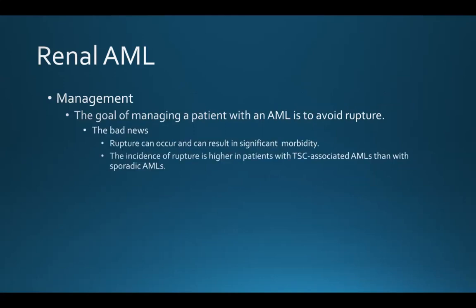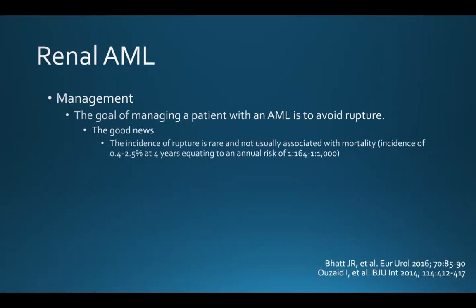So here's the bad news. The bad news is that rupture can occur and can result in significant morbidity. And remember that the incidence of rupture is higher in patients with TSC-associated AMLs than with sporadic AMLs. The good news is that the incidence of rupture is rare and is not usually associated with mortality. The incidence has been estimated at 0.4 to 2.5% at 4 years, which equates to an annual risk anywhere from 1 in 164 to 1 in 1,000.